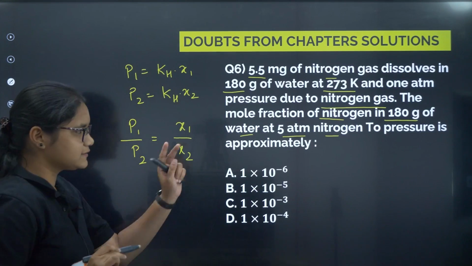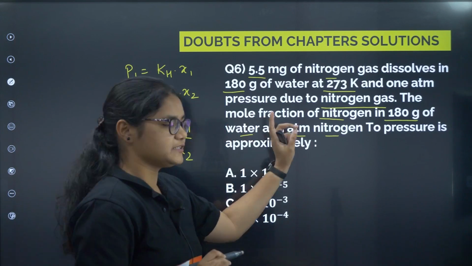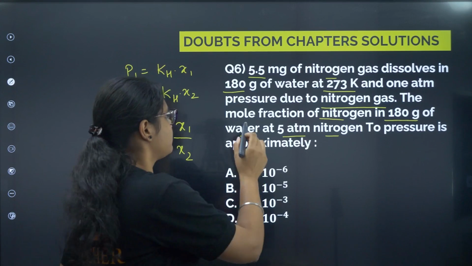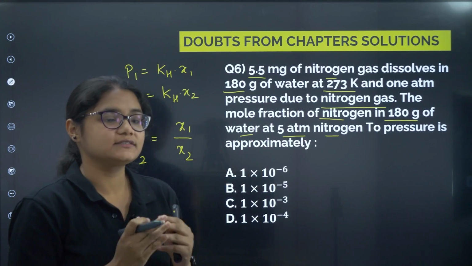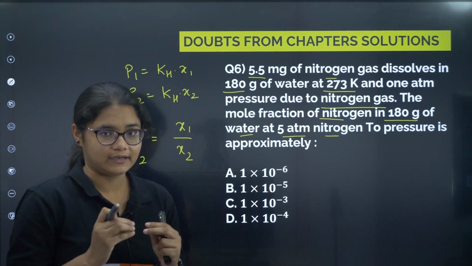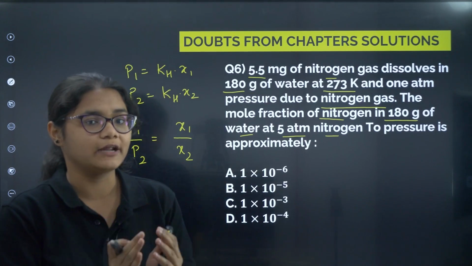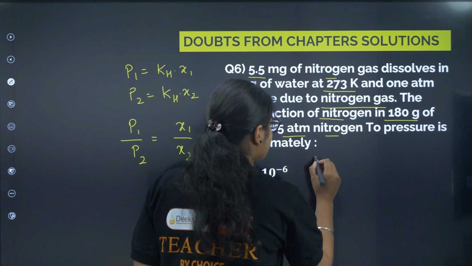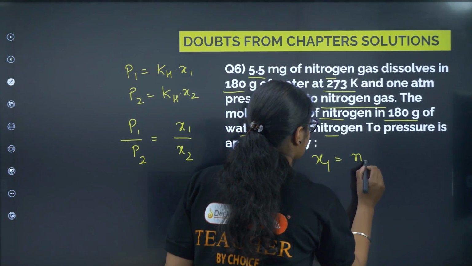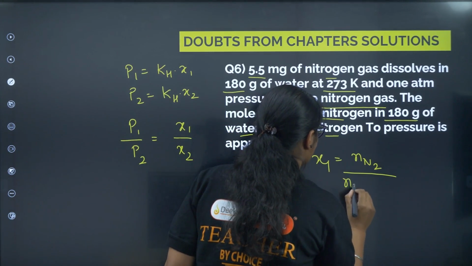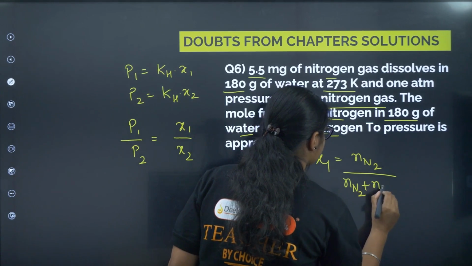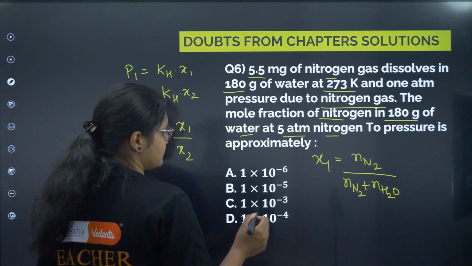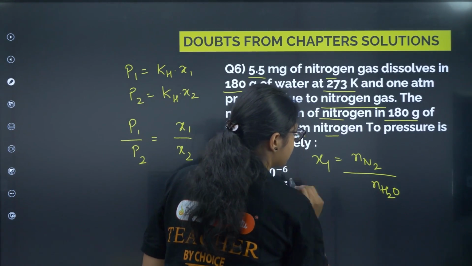Now let us understand the question. When the pressure is 1 atm, 5.5 milligram of nitrogen gas was dissolved. The question asks, if the pressure is increased to 5 atm, how much mole fraction of nitrogen will dissolve? That is what we have to calculate. First let us calculate the X1 value. X1 is equal to the number of moles of nitrogen divided by the number of moles of nitrogen plus the number of moles of water. As you know, the number of moles of nitrogen is very small compared to the number of moles of water, so we can ignore this part.